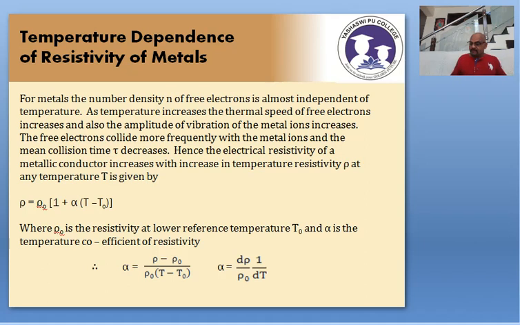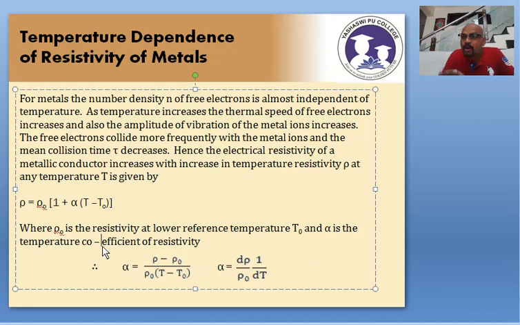So this is the equation for alpha we have got from the above equation. Alpha tells to what extent the resistivity varies with the rise in temperature, with the change in temperature. That means alpha tells, suppose you change the temperature by 1 degree Celsius, what is the variation of the resistivity? That is what is told by alpha.